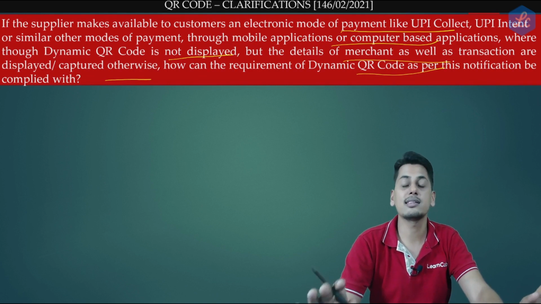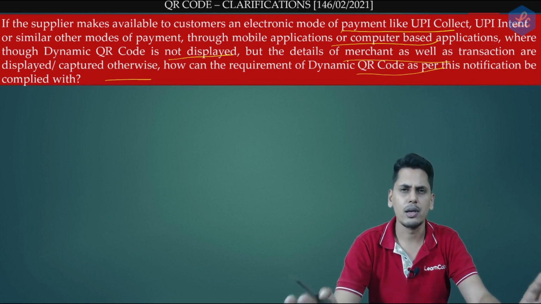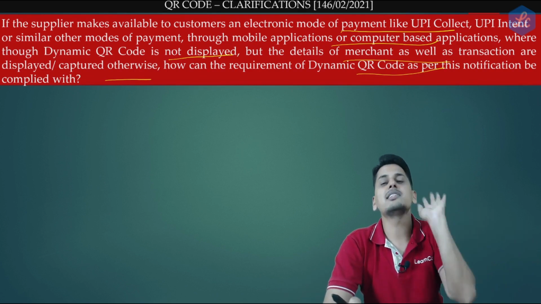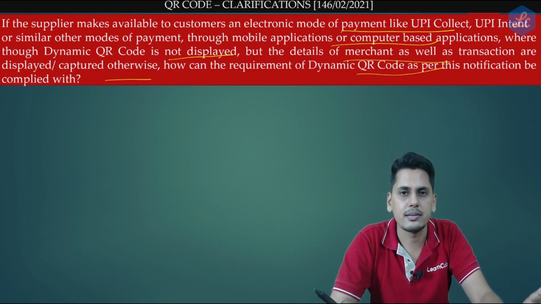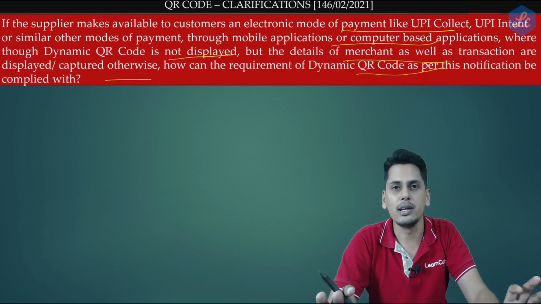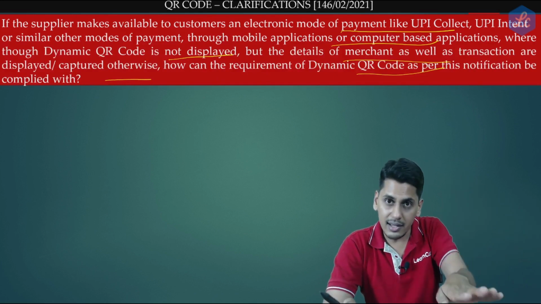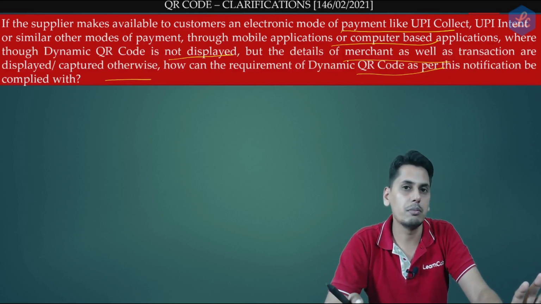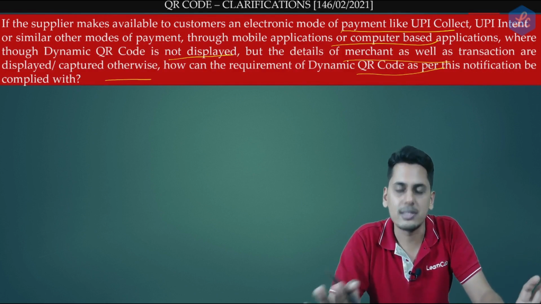Friends, you already know the answer. The answer is still going to be the same. What is going to be the answer? In case it is a prepaid invoice, the reference number is sufficient. In case it is a postpaid invoice, which means you first print the invoice, then payment is going to be made, printing dynamic QR code is mandatory.